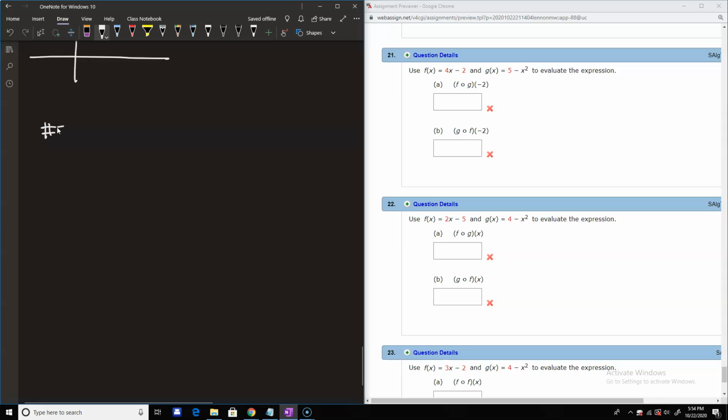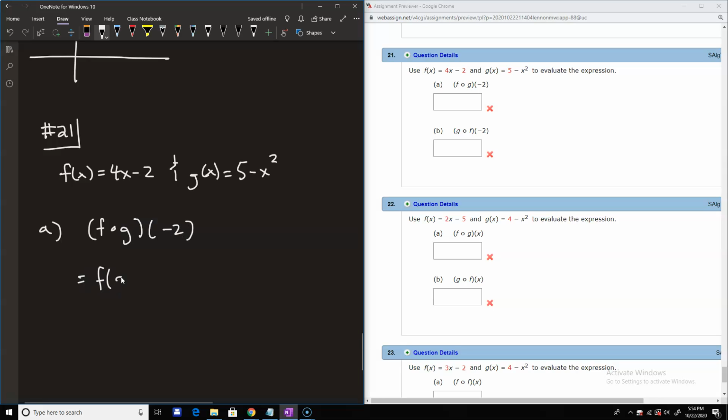So number 21, we have f of x equals 4x minus 2, and g of x is 5 minus x squared. So for a, we want to do f of g of minus 2. So this is f with g applied to minus 2. So g of minus 2 is going to be 5 minus negative 2 squared. So that's 5 minus 4. So we're just doing f of 1. And f of 1 is going to be 4 minus 2, so that should come out to 2.